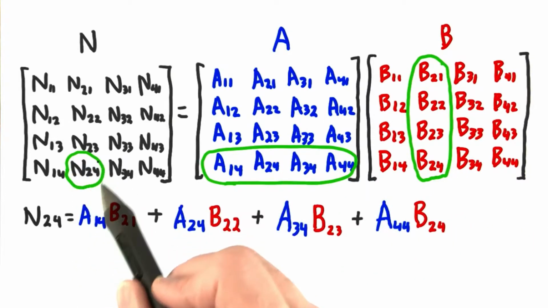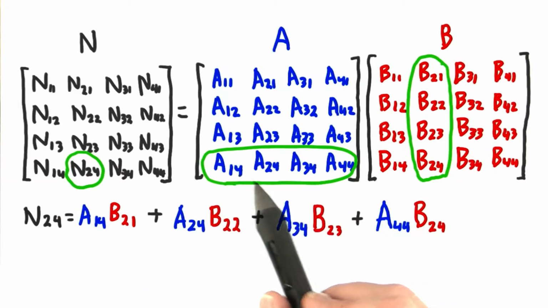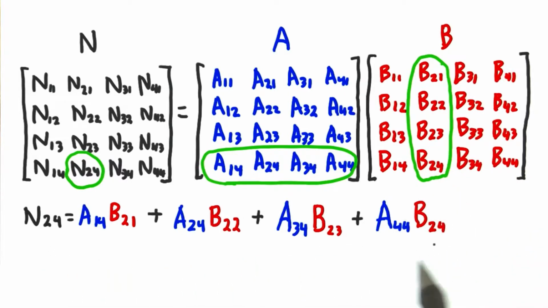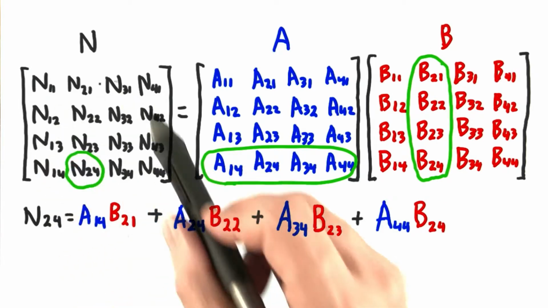For example, to compute element n24, I compute the dot product of the fourth row of the first matrix and the second column of the second matrix. This gives this set of terms here, added together gives n24. 16 dot products later and you have the resulting matrix.